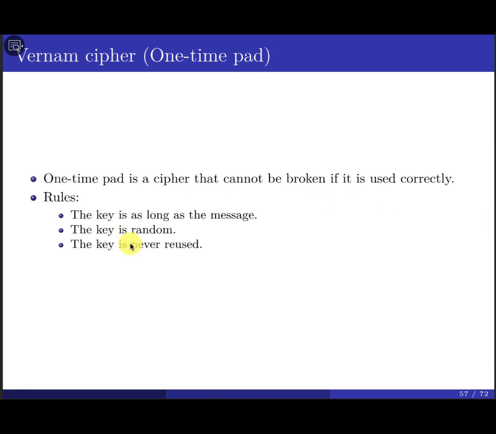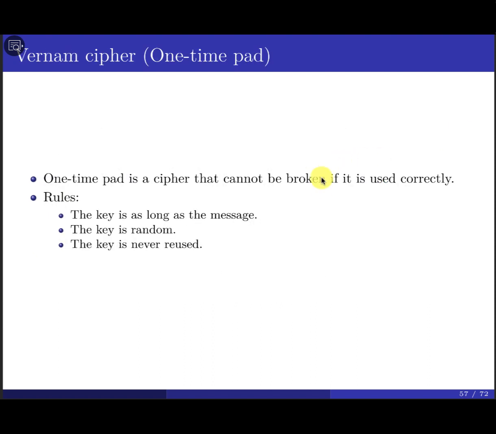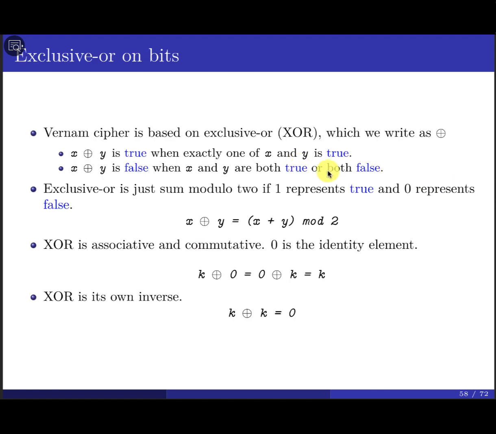So let's have an example here to see how it looks, how we can use this, and whether it works or not. Again, we emphasize that it's secure if it's used correctly. What do we mean by correctly? Just to emphasize: the key must be as long as the message, the key must be random, and the key must never be reused. Let's see how we can do that.